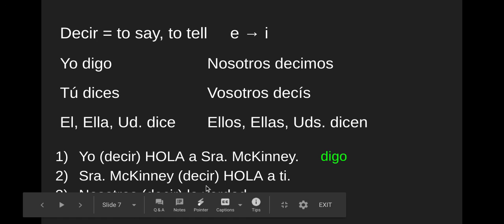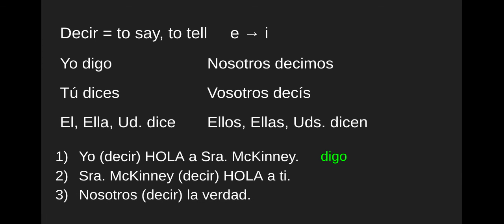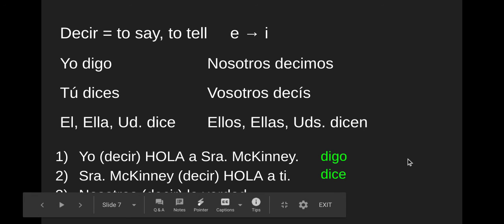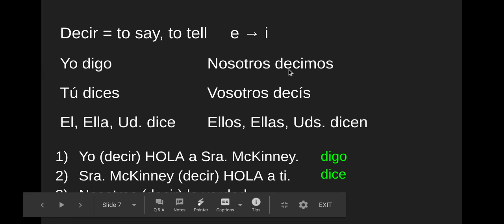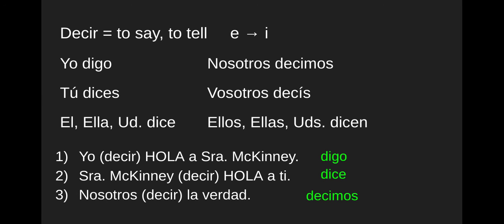Señora McKinney, decir hola a ti. The Señora McKinney, the usted form of the verb, dice. Do not pronounce it dice, okay? It's dice. Señora McKinney dice hola a ti. Señora McKinney says hi to you. And the nosotros form, right here, decimos. Nosotros decimos la verdad means we tell the truth. La verdad is the truth. Okay, so digo, dices, dice. Decimos, decís, dicen. One more.